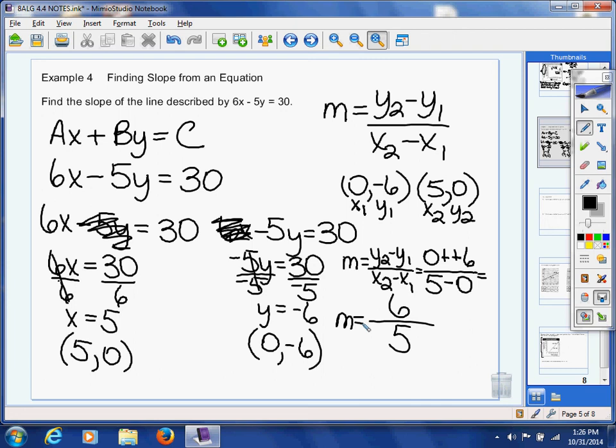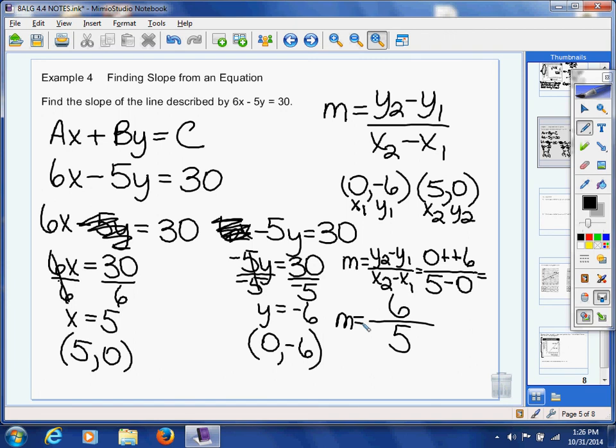It should lean to the right. If you were going to graph it, we're not going to graph it, but if you were, this line would lean to the right with a slope of 6/5. Now, hopefully I made perfect sense on that.